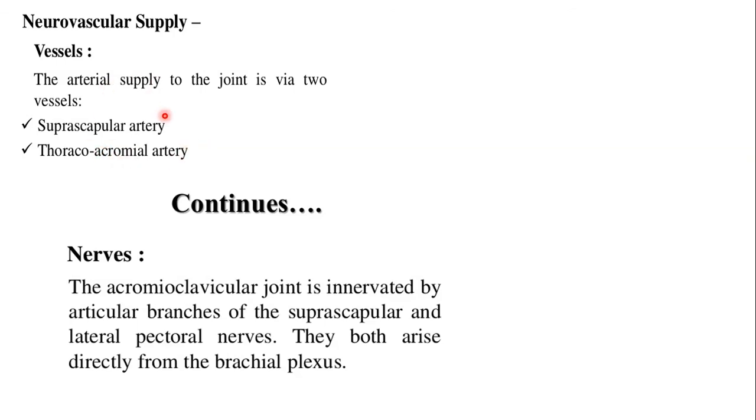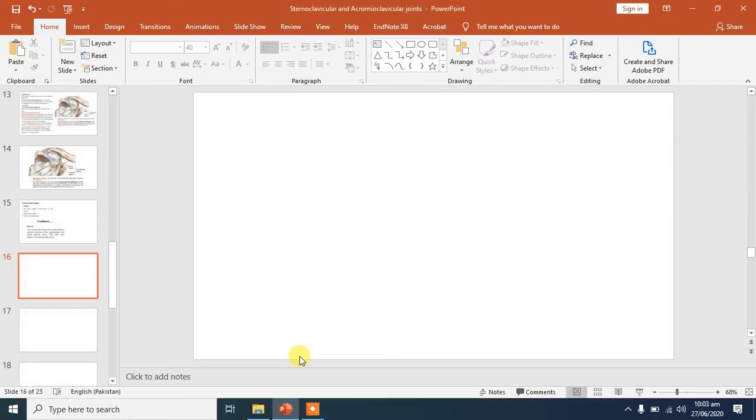ठीक है. Now the arterial supply is by two vessels, the suprascapular and thoracoacromial arteries, which are branches of the axillary artery. The nerve supply is by the suprascapular and the lateral pectoral nerve. ये दोनों ही किसकी branches हैं? Brachial plexus की.